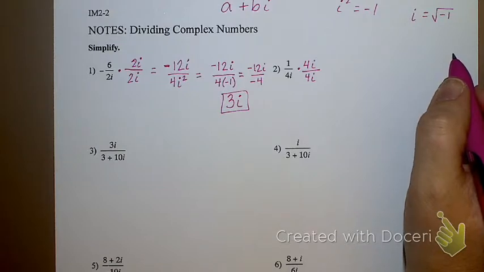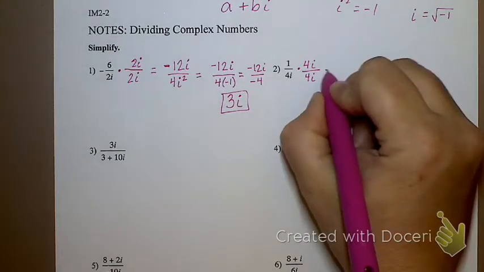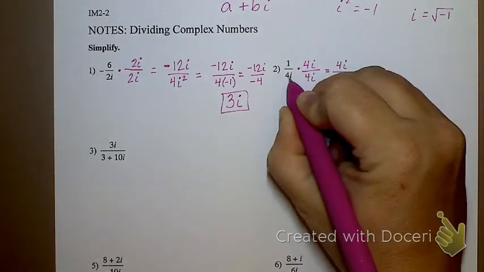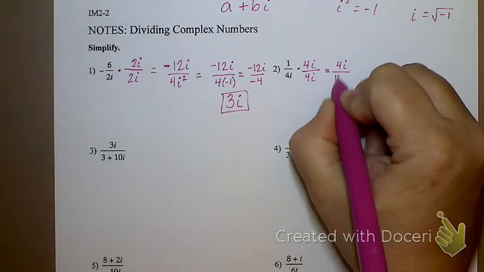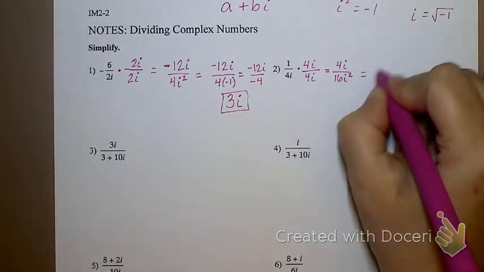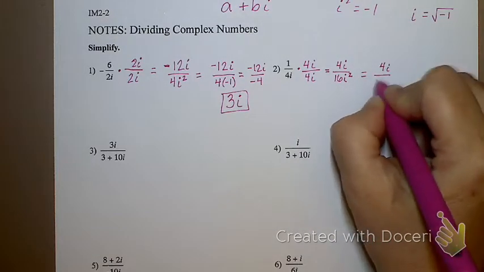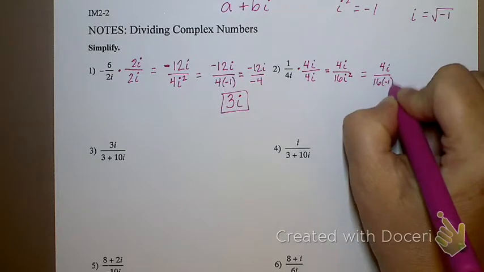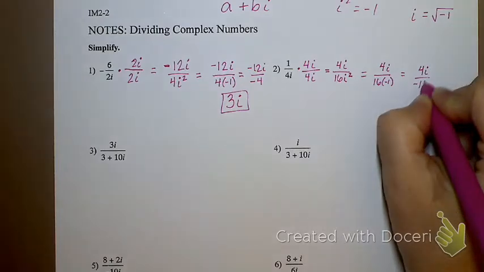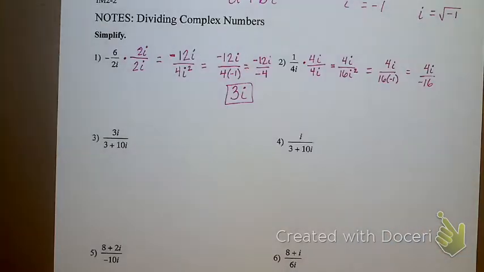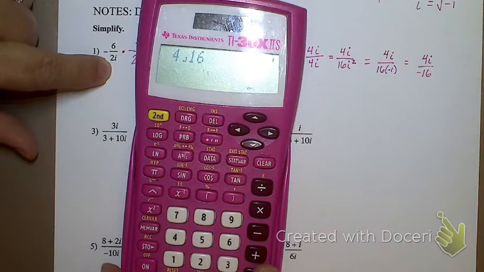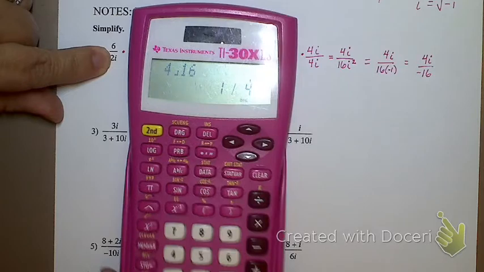Okay, did I start number 2 correctly? Yes. 1 times 4i is 4i, and 4i times 4i is 16i squared. So that's really 4i over 16 times negative 1, which is 4i over negative 16. And what does 4 over 16 reduce to? To a fraction. So use your fraction button, and you'll find out it reduces to 1/4.